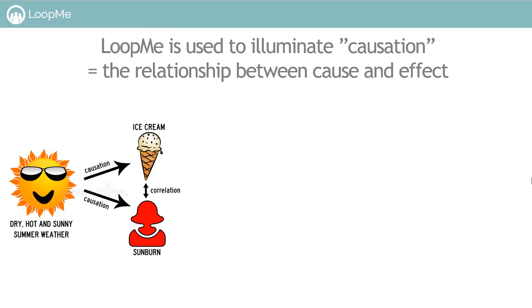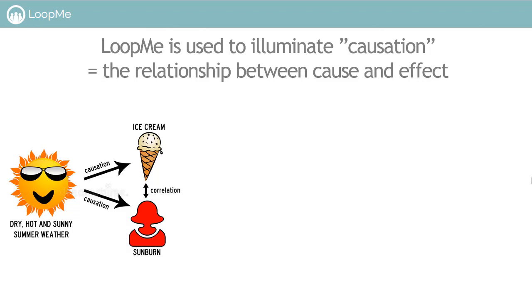LoopMe is basically a way to try to find causation, which is the relationship between cause and effect. Here to the left you have an example. Let's say that we have a dry, hot and sunny summer weather, and then two things can happen: people eat a lot of ice cream and people get sunburned. We will typically have correlation between people eating ice cream and people catching sunburn, but it's not causation. It's not because people eat ice cream that they become sunburned. Instead, both these two things are caused by the sun.